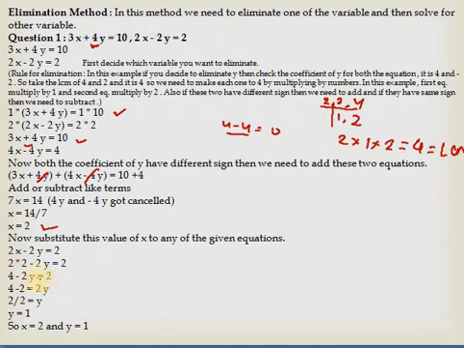So it is like 4 minus 2y is equal to 2, or we can write 4 minus 2 is 2, so 2 upon 2, y is equal to 1. So this is how we use the elimination method to solve any question. We need to eliminate one of the variables and then solve for the other variable.